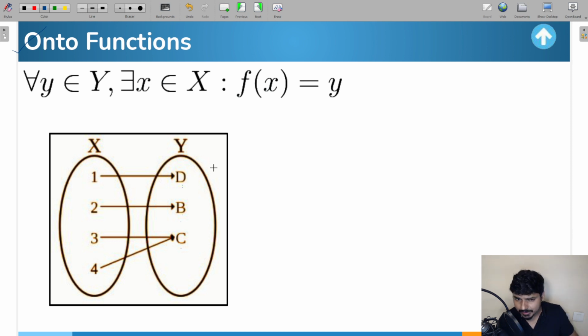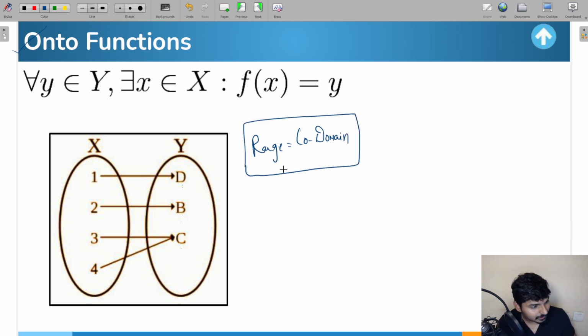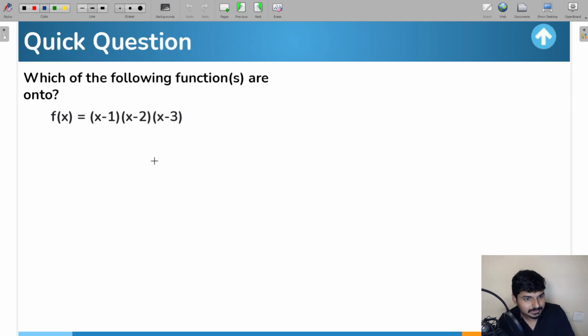In simple language, if the range is equal to the codomain, if range and codomain are the same, then whatever type of function you get, that is going to be an onto function, everyone. I hope this point is clear for you guys.